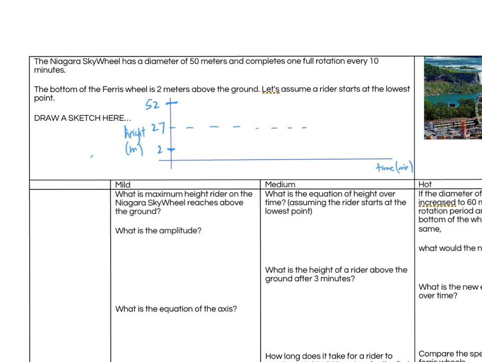I've added labels to my axes. Time and height is what we're looking at. We've talked about the height being between 2 and 52. The rider will get on at 2, and the tallest part is 52 meters above the ground. At this point, I'm going to consider the time. It says that there's 1 full rotation every 10 minutes. So I'm going to label the scale on the bottom.